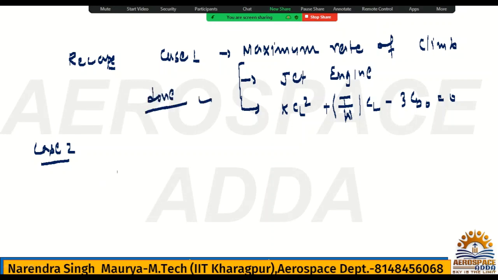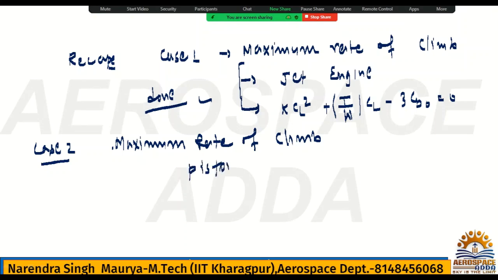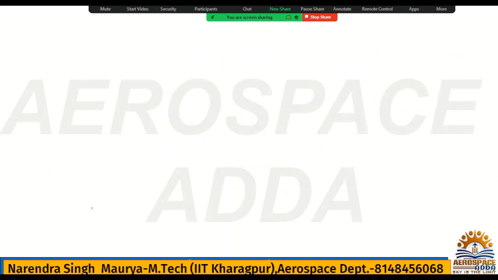Now what is the case 2? Case 2 we are going to see the same thing, maximum rate of climb, but now we are going to talk about piston engine. Okay, now we are going to talk maximum rate of climb for the piston engine. All right, good. Now we had seen what is the rate of climb. What is the rate of climb?